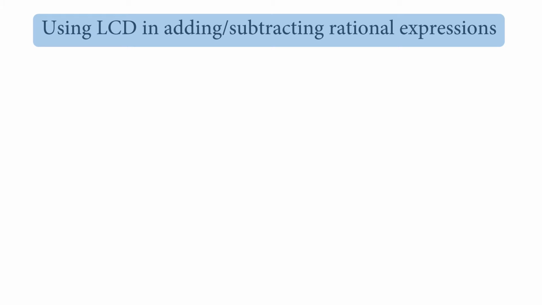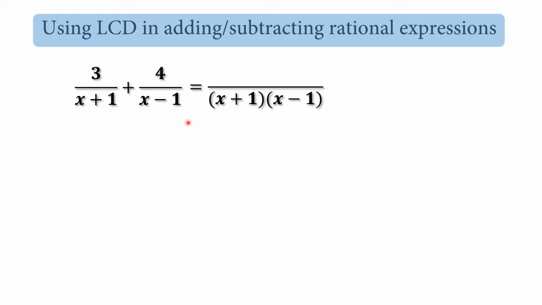And now, using the LCD, we try to add or subtract rational expressions. This time, I have here 3 over x plus 1 plus 4 over x minus 1. These rational expressions have unlike denominators. All we need to do is to make their denominators equal so we can add them. In this case, their denominators are both binomials. As I told you a while ago, if the denominators are both binomials, we just simply combine them. So the LCD, or the new denominator, would be quantity x plus 1 times quantity x minus 1.